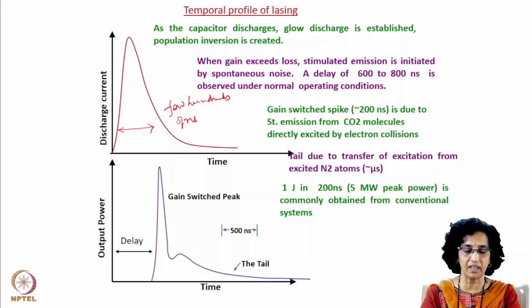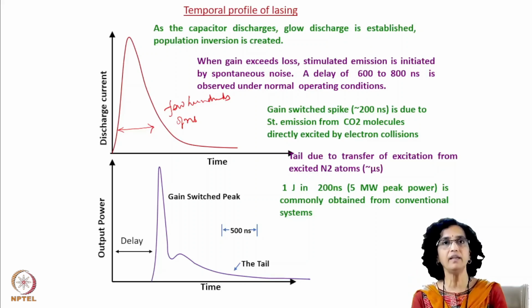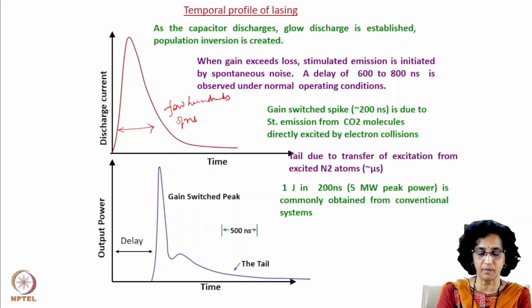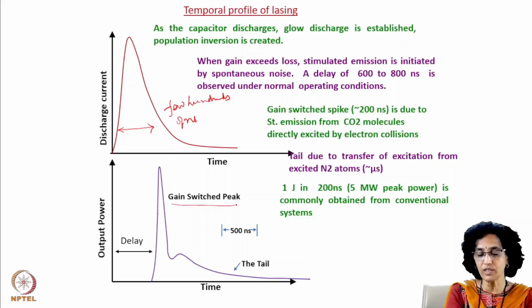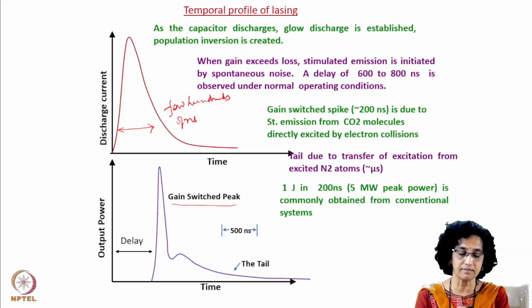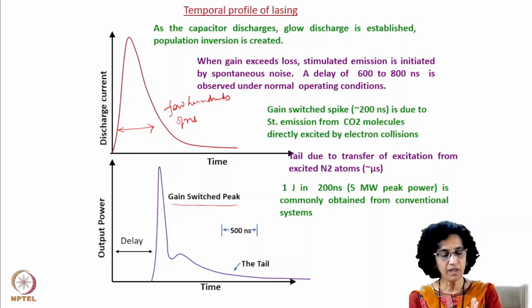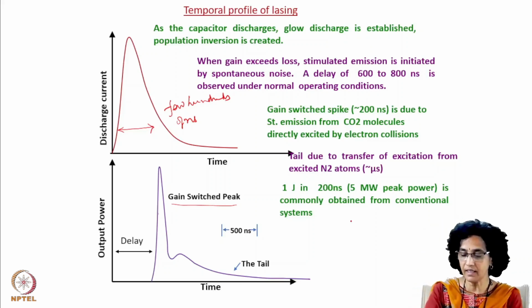And when stimulated emission is finally set, then the population inversion which has been created is quickly brought down through stimulated emission. And this is seen as the output power. You can see there is a peak in the output power, which is followed by a tail. So this is called a gain switched peak. Why is it called a gain switched peak? Because the lasing is switched by the gain in the population inversion. The difference is with the CW laser.